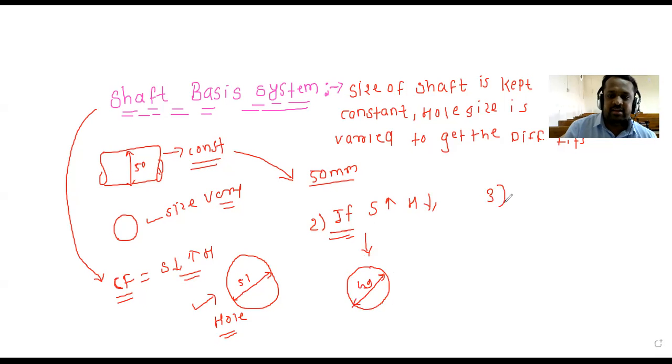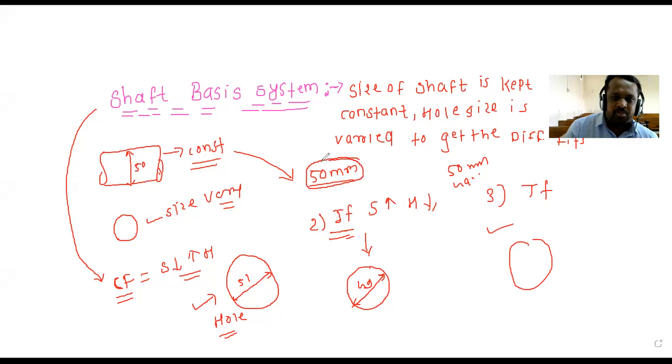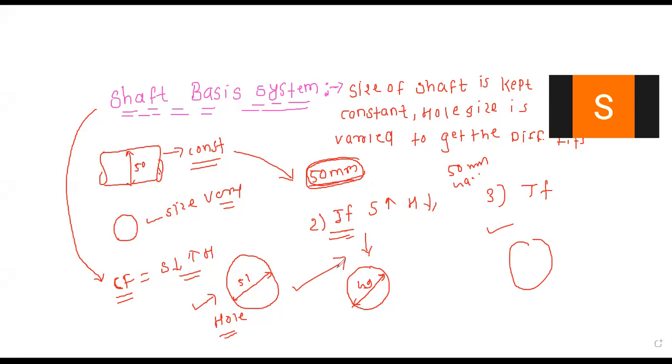And what is the condition for the transition fit? Here we have a 15 mm shaft, and again we have to manufacture the hole of somewhat 50.90 or 51, like this, so that the tolerance zones of both overlap. Here you can observe that in the shaft basis system we have fixed the size of shaft and we are varying the size of hole only. Such a system is called the shaft basis system. So understood? Yes, sir.